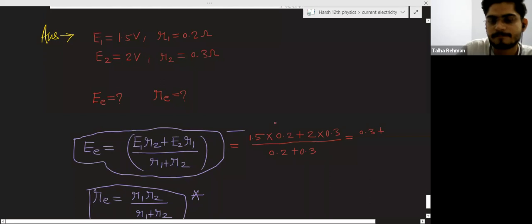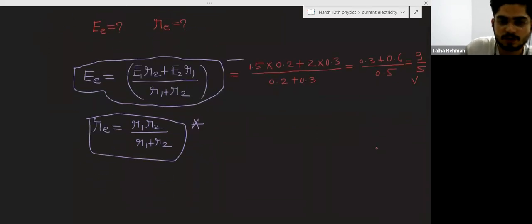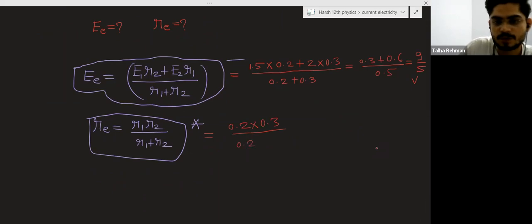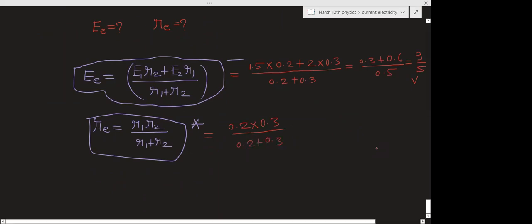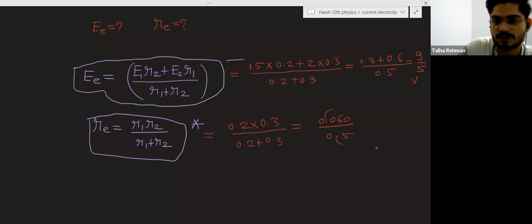This will become 0.6. This will become 0.5, and you will get the answer 0.9 by 0.5, which means 9 by 5 volts. This is your answer. And for the R equivalent, you can write 0.2 into 0.3 divided by 0.2 plus 0.3. So this will become 0.06 divided by 0.5.